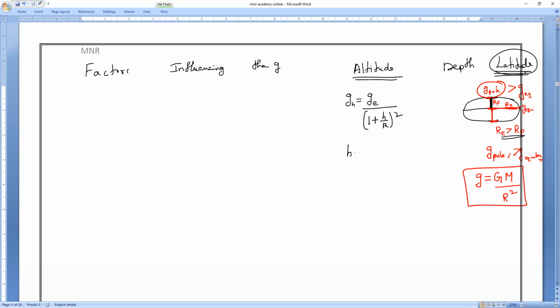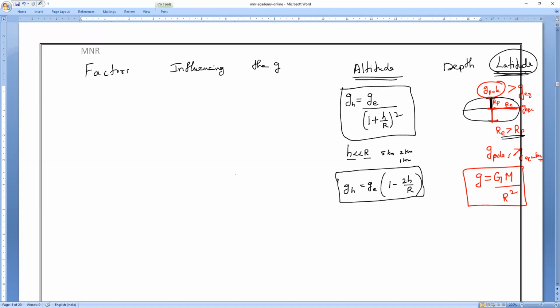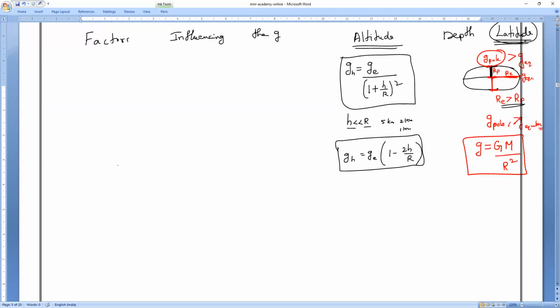But if the height is very, very small compared to the radius of the planet, like about 5 kilometers or 2 kilometers or 1 kilometer, then what is the formula we have studied? g at height h is equal to g into 1 minus 2h by R. So let us derive this formula first, and then you will understand it. Let me proceed.